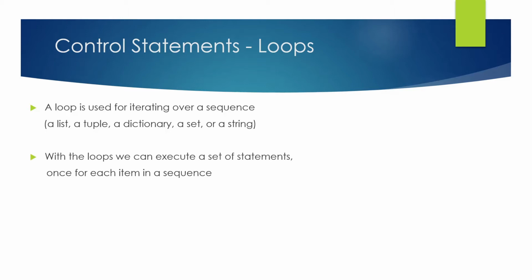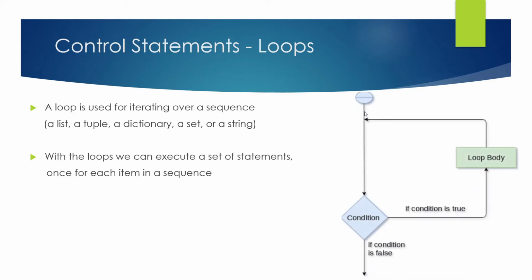With loops, we can execute a set of statements once for each item in a sequence. That sequence can be anything: a list, a tuple, a dictionary, a set, or a string. We're going to take an example of a list and a string today. You can use this with a tuple, dictionary, or a set, but in this course we have not discussed tuples, dictionaries, or sets yet. Once we do that, we'll discuss the for loop in that condition as well.